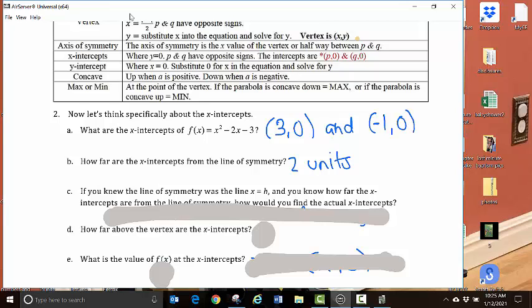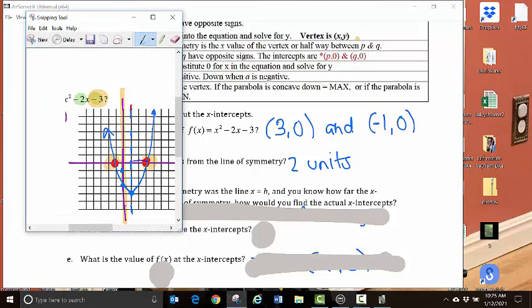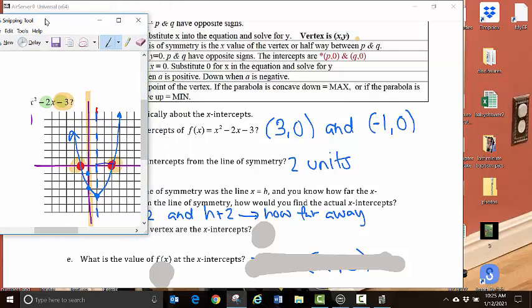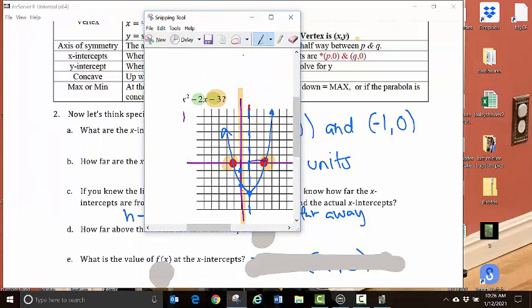If your line of symmetry was H, so if instead we just called this H, how would you find the actual x-intercepts? Well, it would be H minus 2 and H plus 2, right? If this line right here was called H, then this would be H plus 2, and this would be the value minus 2. So think about it. If H is 1, 1 plus 2 gives us the 3, and 1 minus 2 gives us the -1.